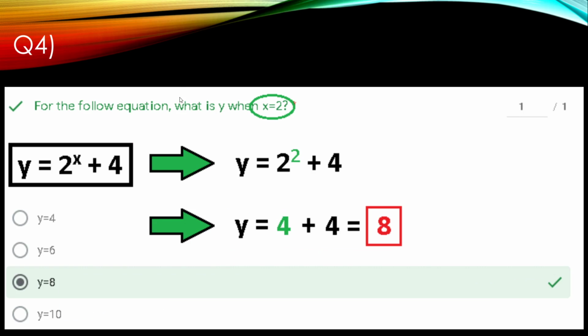Alright, for the following equation, what is y when x is 2? Well, again, we plug in this 2 for this x here, and we get y is equal to 2 squared plus 4. Well, we know 2 squared is just 2 times 2. 2 times 2 is 4. Y is equal to 4 plus 4. Well, that's 8. So when x is 2, y is 8.